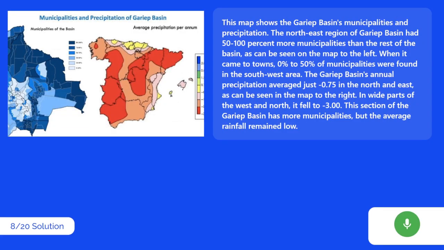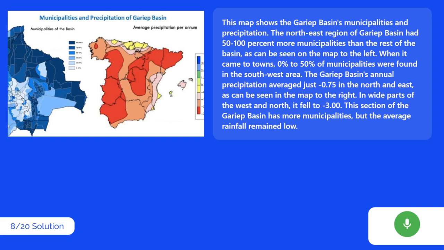This map shows the Gariep Basin's municipalities and precipitation. The northeast region of Gariep Basin had 50 to 100% more municipalities than the rest of the basin, as can be seen on the map to the left. When it came to towns, 0% to 50% of municipalities were found in the southwest area.